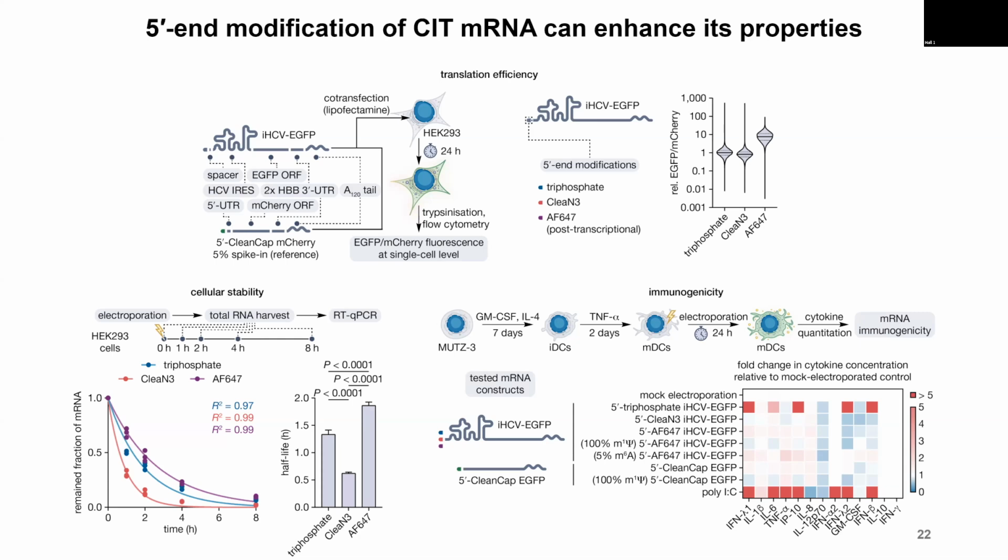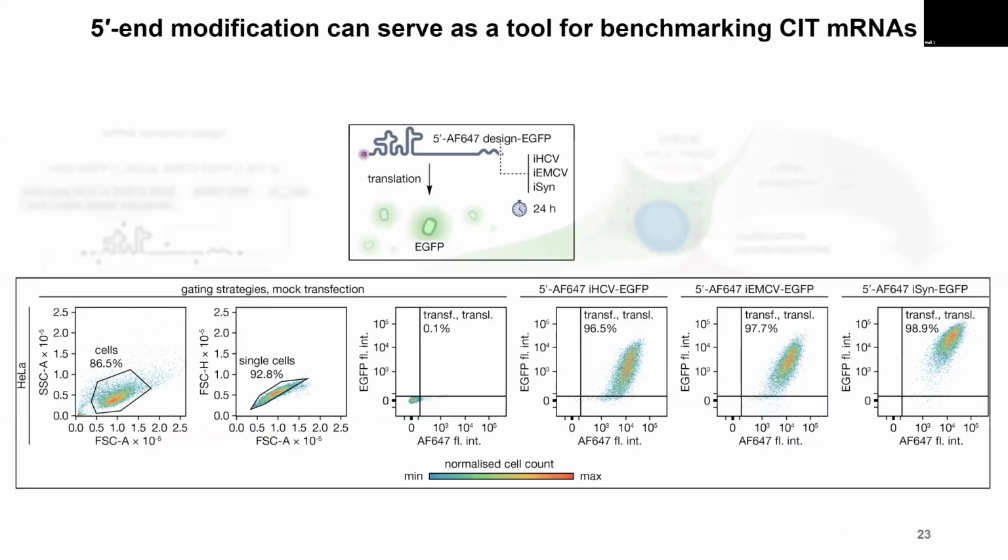This is partly due to the stabilization of the mRNA, but also because we get rid of the problem of the immunogenicity of the 5' triphosphate, which is common in viral mRNAs. You can see here that for the 5' triphosphate version of the mRNA, we induce very strong expression of viral infection-related cytokines. But if we replace it with a modification like azide or the fluorescent dye, we get rid of this immunogenicity.